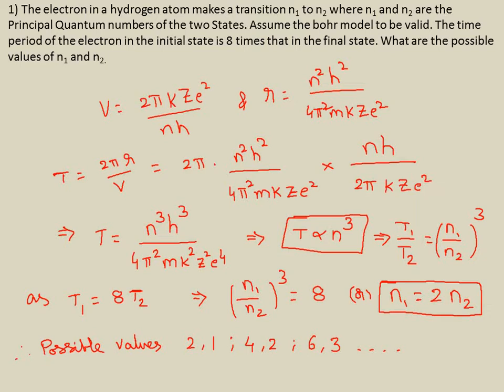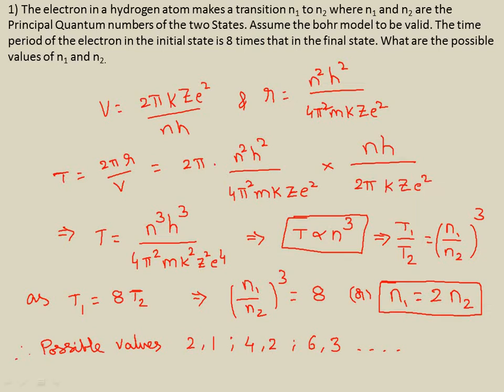First one is: the electron in a hydrogen atom makes a transition from n1 to n2, where n1 and n2 are the principal quantum numbers of the two states. Assume the Bohr model to be valid. The time period of the electron in the initial state is 8 times that in the final state. What are the possible values of n1 and n2?